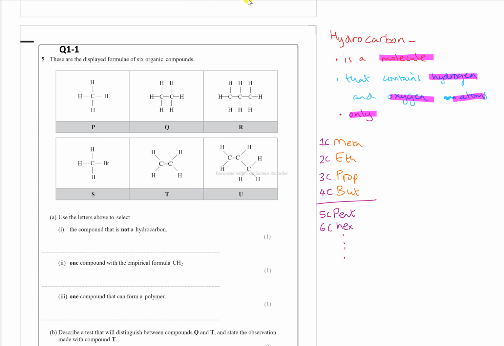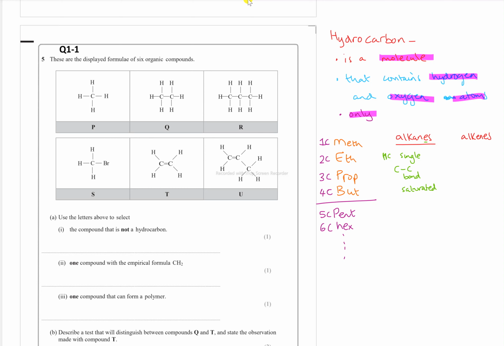You're looking at two types of hydrocarbons, alkanes and alkenes. Alkanes have got a single E, so it's a single bond. I'm going to write this in shorthand. Alkane has single carbon to carbon bonds. It is a saturated compound.